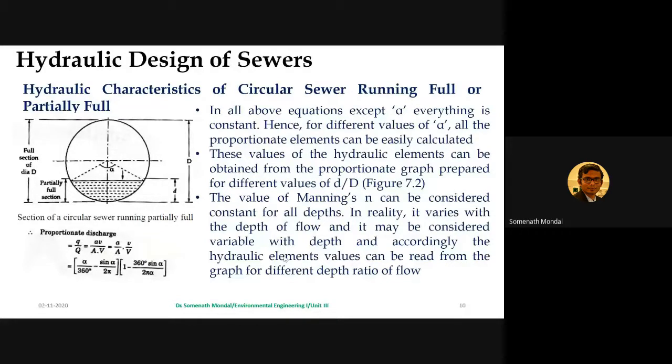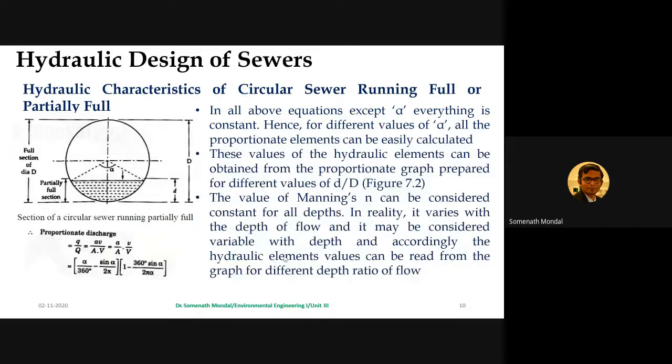And see, nothing is changing, right? Because other things remain same, because the pipe is same, the square diameter is same, the material is same, everything is same. Only the flow condition is changing. Therefore, the value of alpha is changing, and hence, by giving different values of alpha, all the 6 proportionate elements can be easily calculated. That is so true.